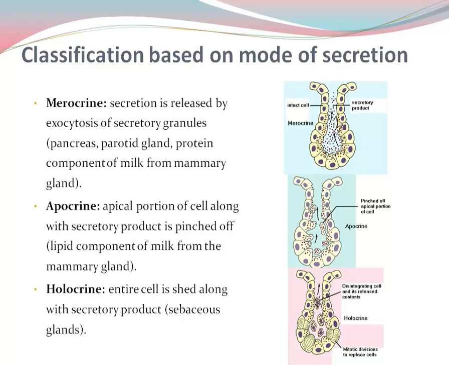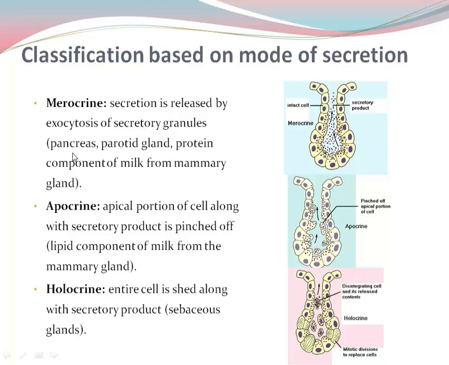So here in the diagram you can see a simple alveolar gland showing the merocrine secretions. All these small dots, these granules, represent the secretions, and these secretory granules are released on the surface through exocytosis. The vacuoles come to the cell membrane surface, and the membrane then produces exocytosis and releases the secretion into the lumen, and then it goes outside. So secretion is released by exocytosis of secretory granules.